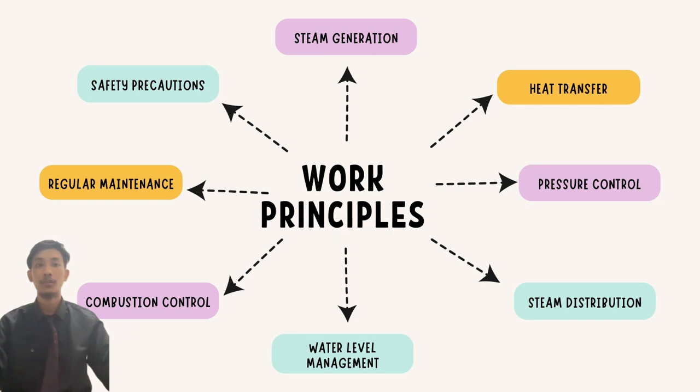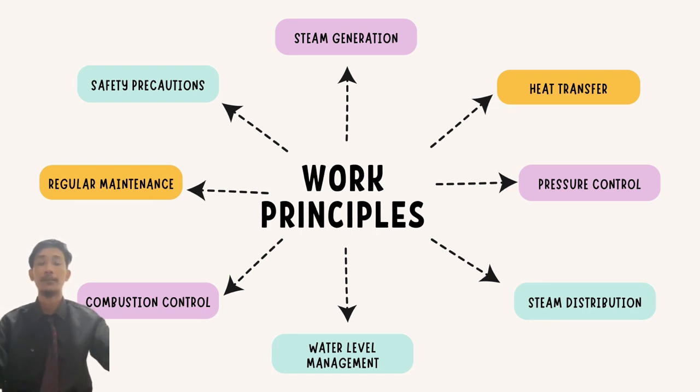The next one is combustion control. The combustion of fuel within the firebox must be carefully managed to maximize efficiency and reduce emissions. The next one is regular maintenance. In order to operate safely and efficiently, locomotive boiler must be inspected, maintained, and cleaned on a regular basis.